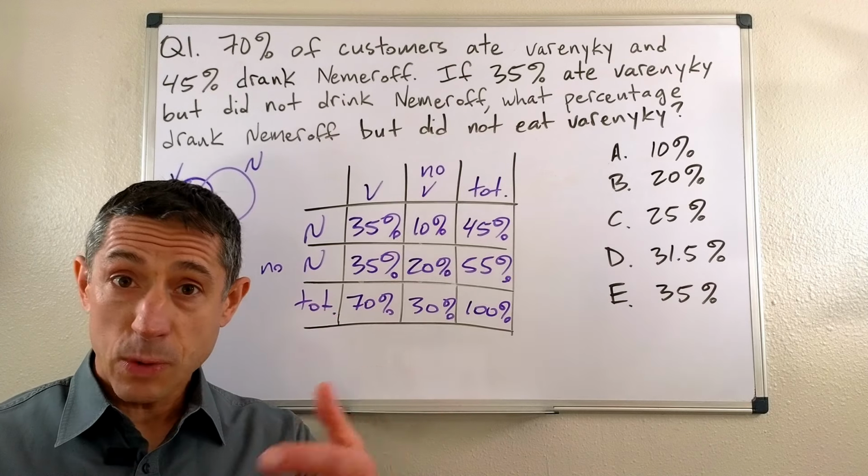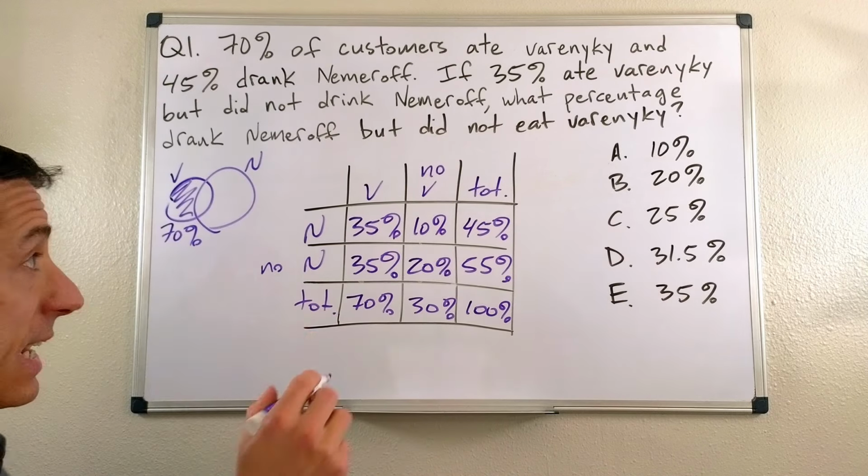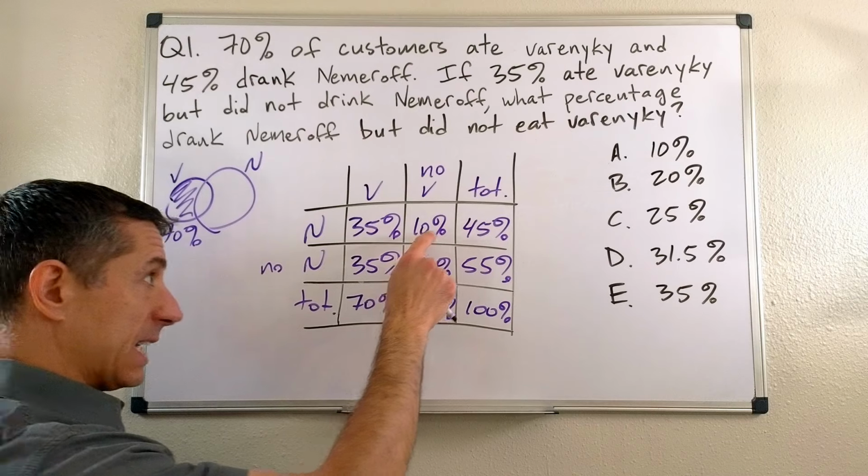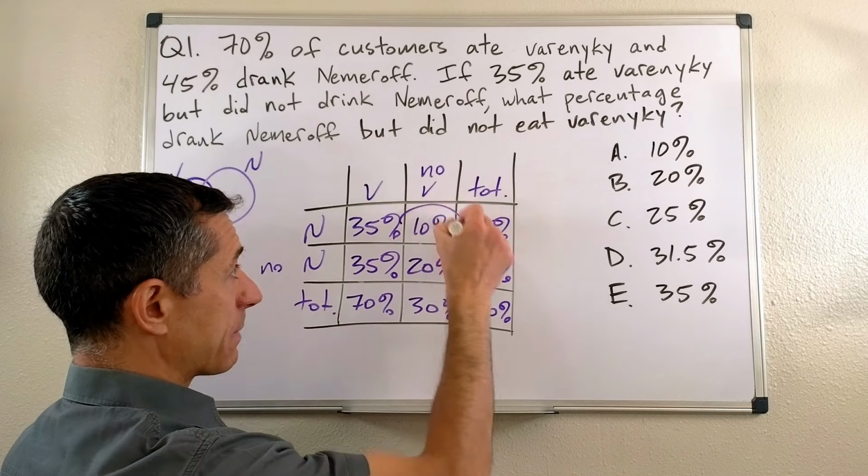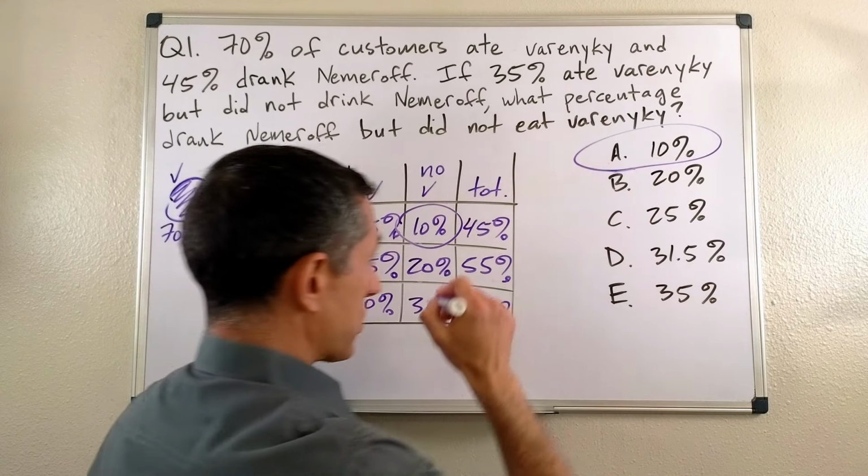Now again, just be patient with the question. Always read it twice just to watch your back. What percentage drank Nemirov but did not eat Venn? That's going to be 10%. And your answer is A.